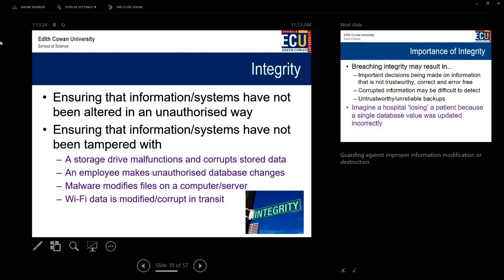Don't get terrified. This Wi-Fi is secure. You can still use this Wi-Fi. I've just given you an example.